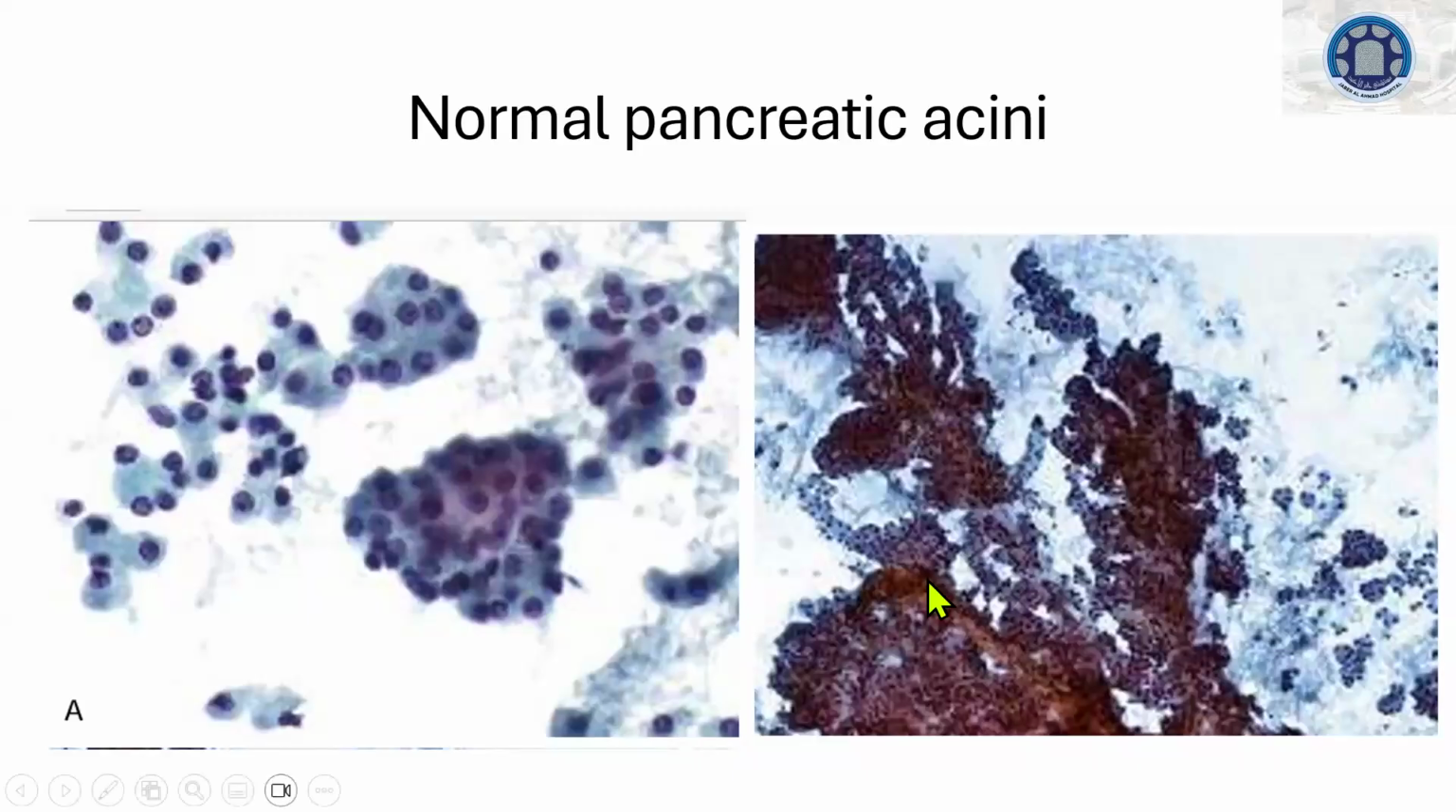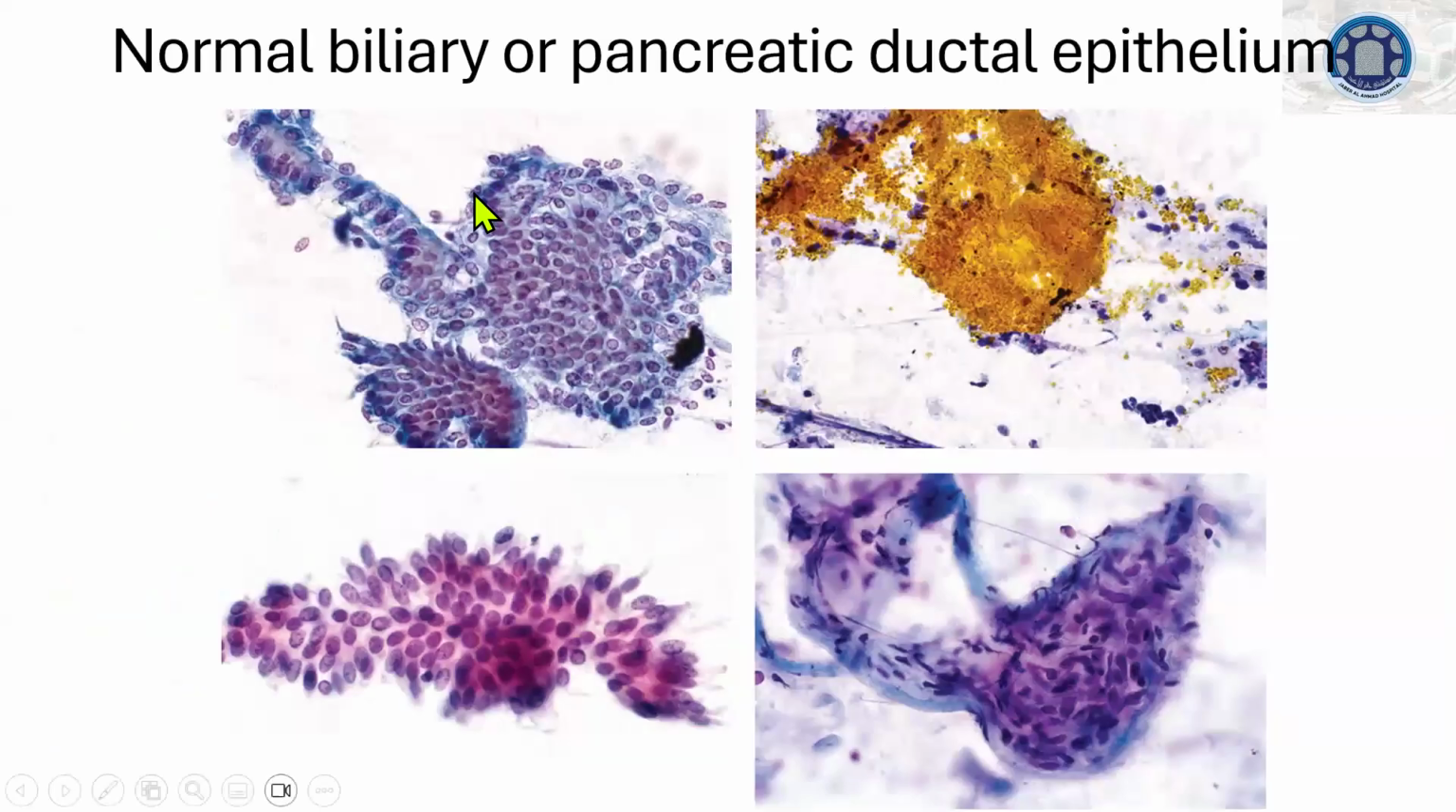Okay, so before we go into the abnormal, let's see what is normal. This is what normal pancreatic acini look like on cytology. They are these grape-like clusters, similar to what we see in salivary gland cytology. These are normal biliary and pancreatic ductal epithelium. This is inspissated bile, and this is a stromal fragment. But these are what ductal epithelium looks like.